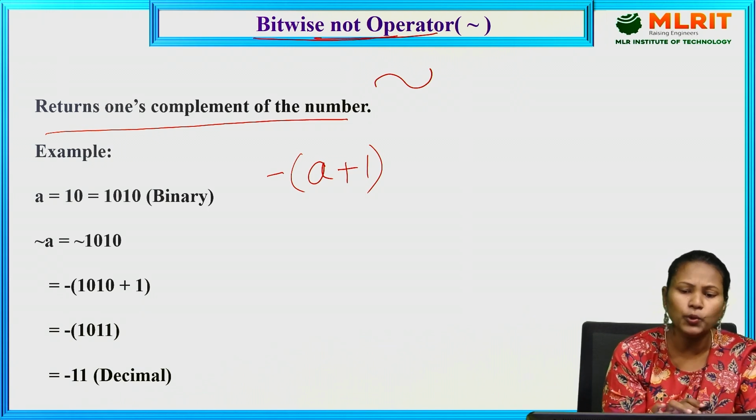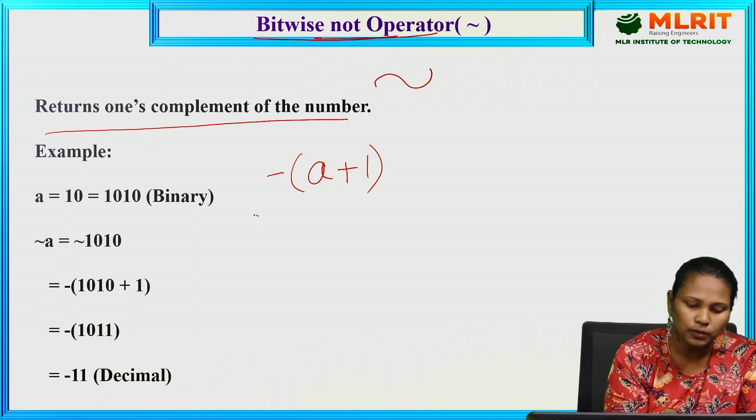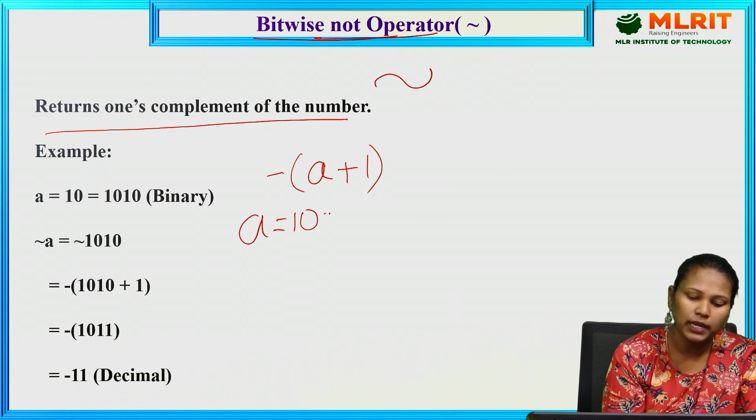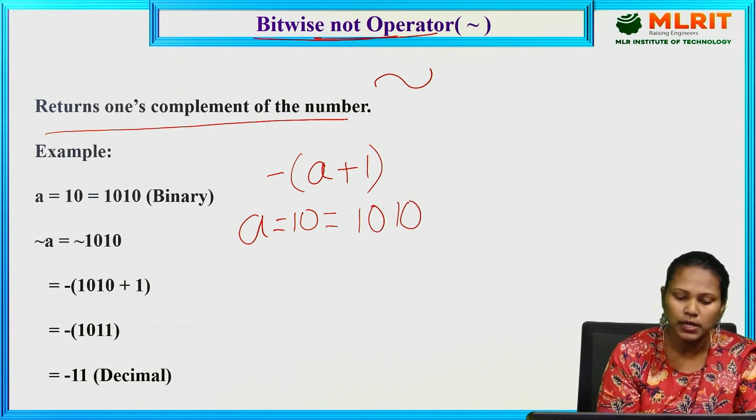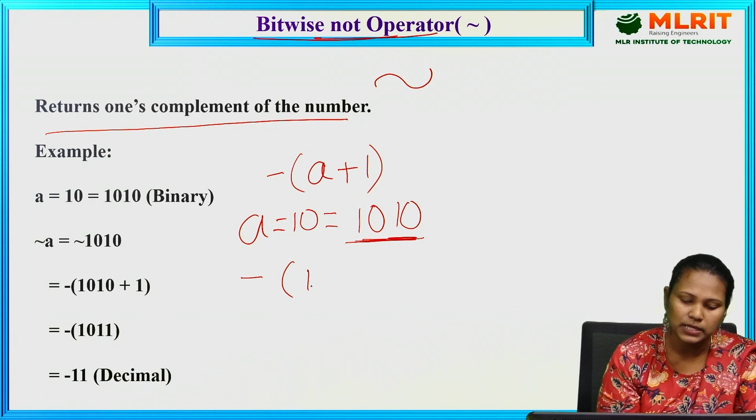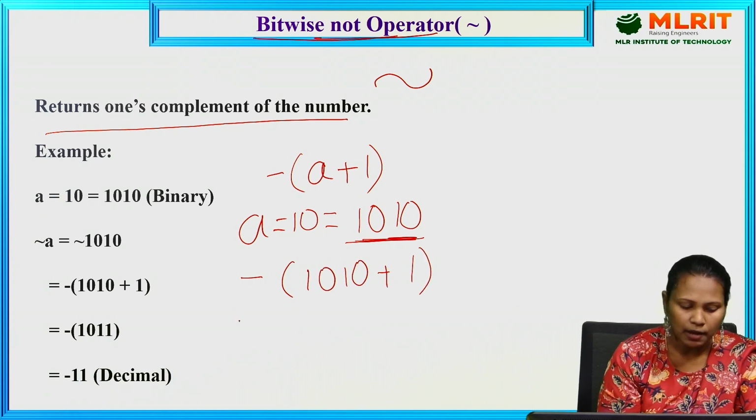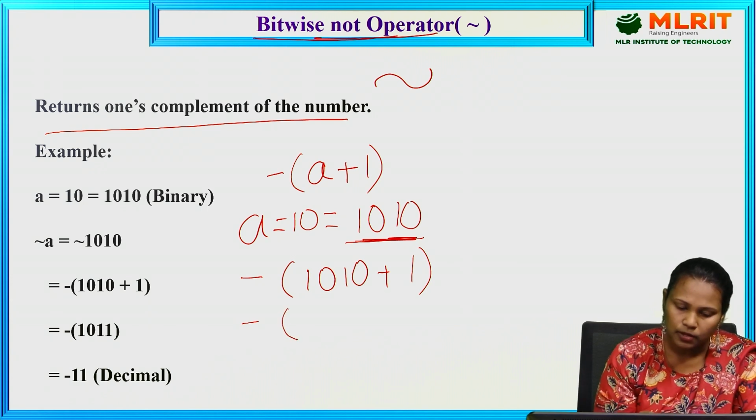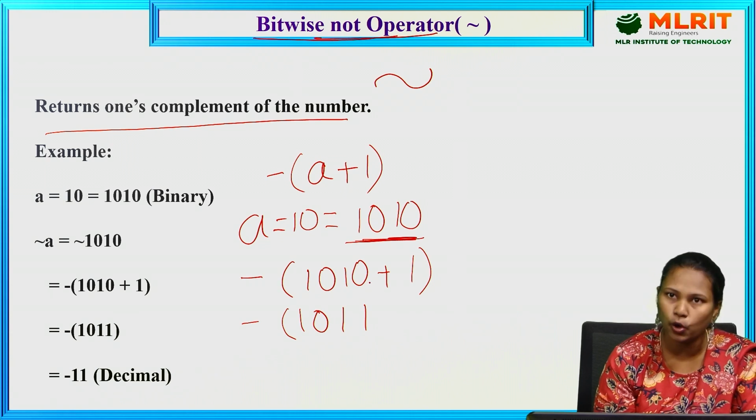If you want to perform the bitwise NOT, we have to perform it on a single value only. Here we took a equal to 10. The binary number for 10 is 1010. Now we need to find the bitwise NOT. The formula is minus of a plus 1, so 1010 plus 1. After performing it, we get 1011. So here we are performing the OR operation.